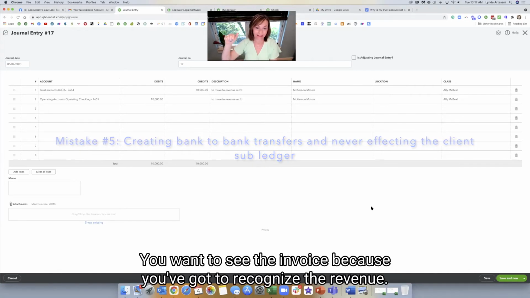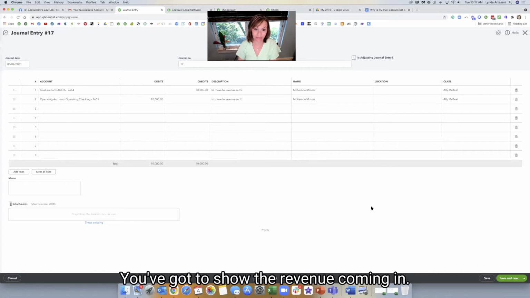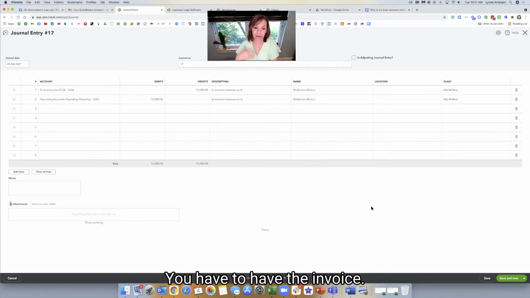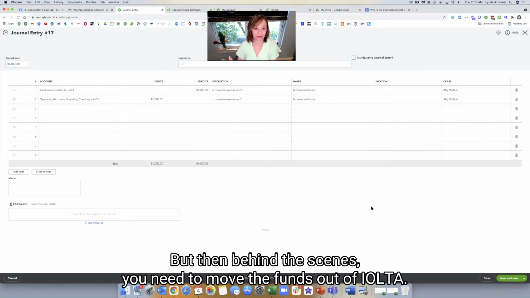You want to see the invoice, because you've got to recognize the revenue. You've got to show the revenue coming in. You've got to show that the legal services have been earned. You have to have the invoice. You have to have the invoice payment. But then behind the scenes, you need to move the funds out of IOLTA.